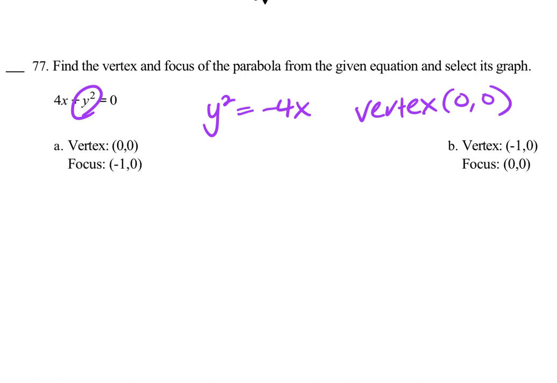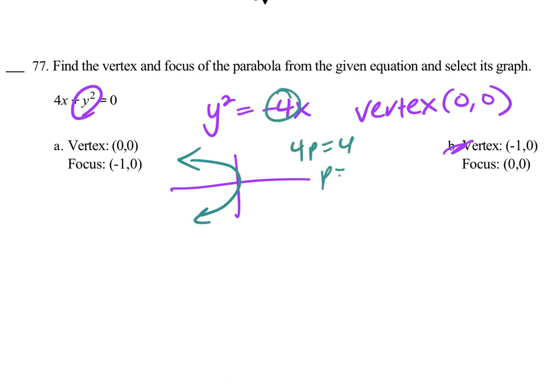And that will help you narrow down, like b is already gone. I don't know about the other choices, but b is already gone. I know it's a y squared with a -4p, which means it points left. And then 4p equals 4, so p equals 1. I'm going 1 to the left for the focus, which is that -1, 0, and that's answer choice A.